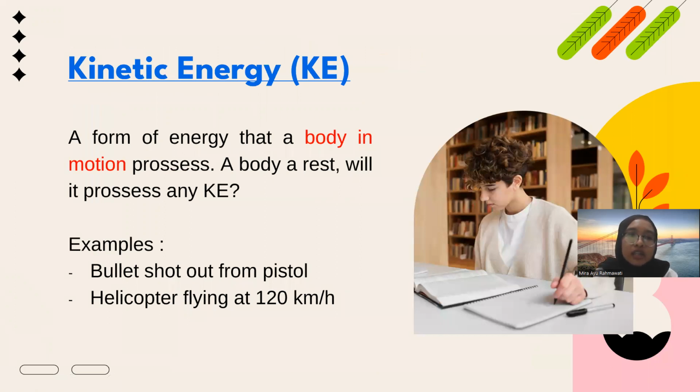Okay, kinetic energy. Kinetic energy is a form of energy that a body in motion possesses. A body at rest will not possess any kinetic energy. Example, bullet shot out from pistol, helicopter flying at 120 km per hour.